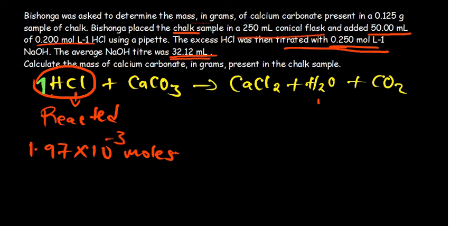So these guys are in the ratio of 1 to 1. If they are in the ratio of 1 to 1, what does that tell us about our calculations? It tells us that the number of moles of hydrochloric acid that had reacted is equivalent to the number of moles of our calcium carbonate that was present. But if you look at the equation, you realize that it is not balanced. So we'll have to balance it properly.